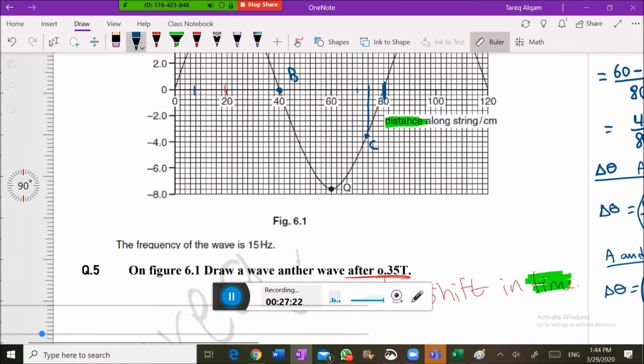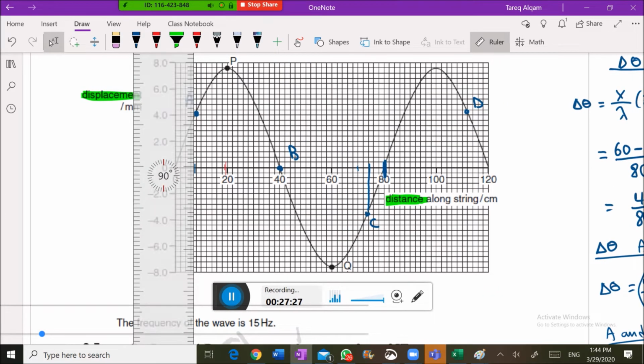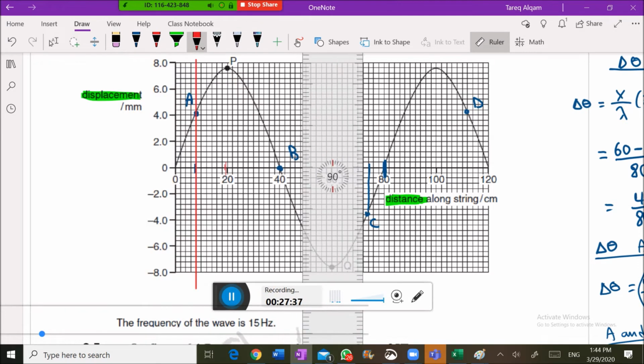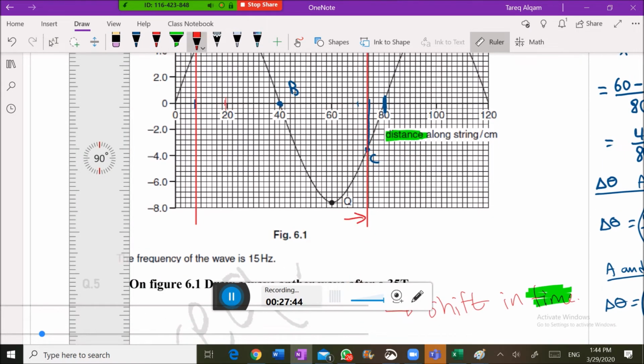Now we need the shift between, let's say, A, how far is the position of A? I will use this A, and this one is C. Okay, this is the shift. Divide this shift in position by the wavelength times 360, or times 2 pi, and you will get the phase difference between these 2 points.